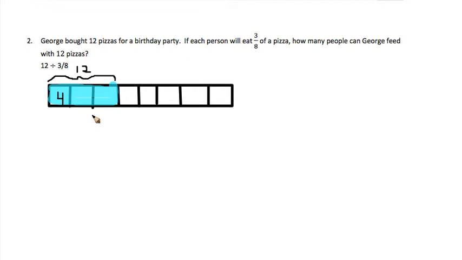Continuing on with that pattern, we would have 8 at this point, 12, and so on. And since there are 8 pieces altogether and each piece represents 4, we would have 4 times 8, or 32, which would be the number of people that could be fed with those 12 pizzas.